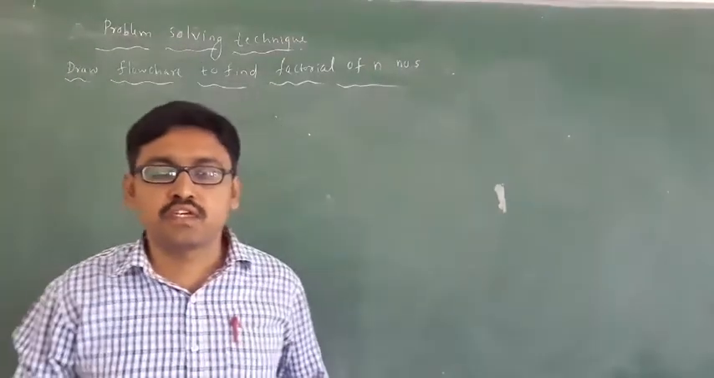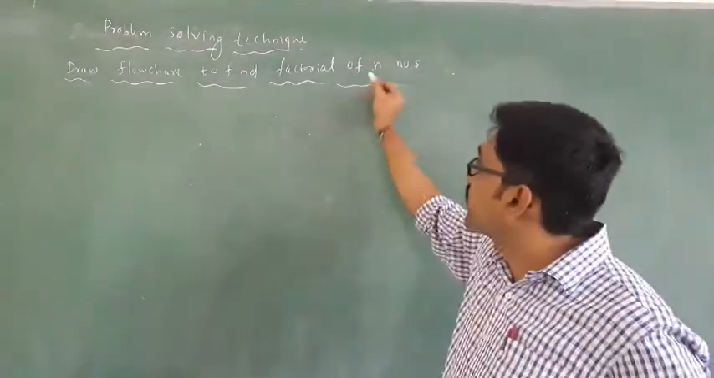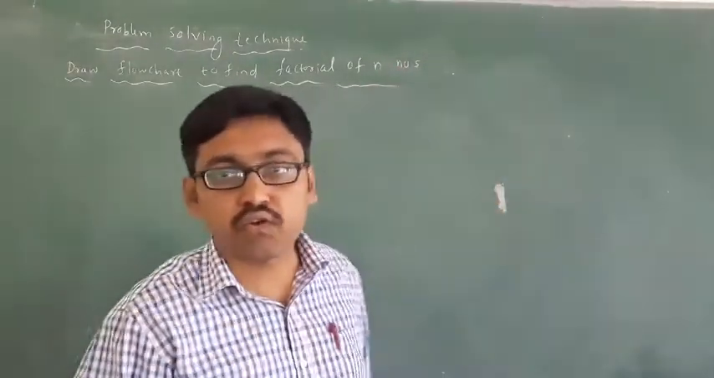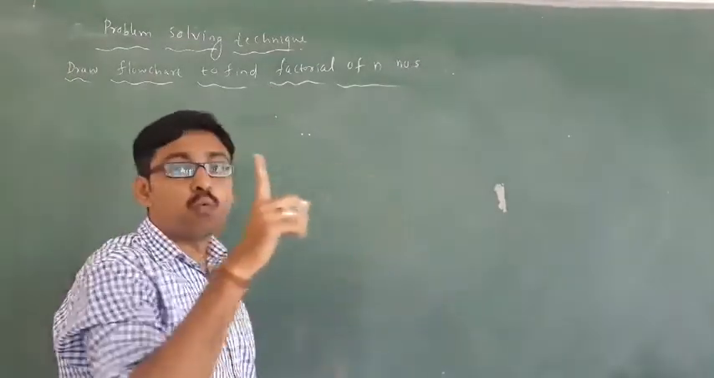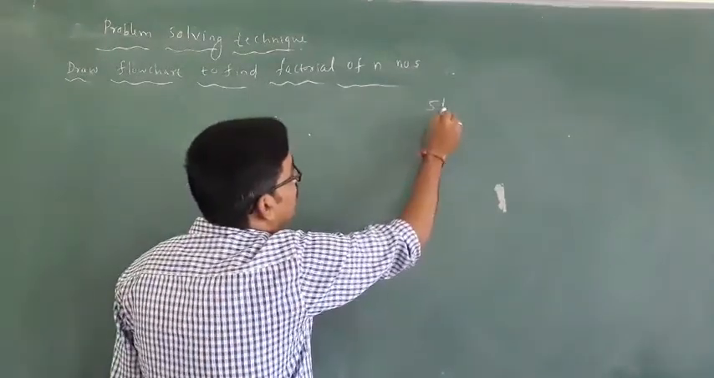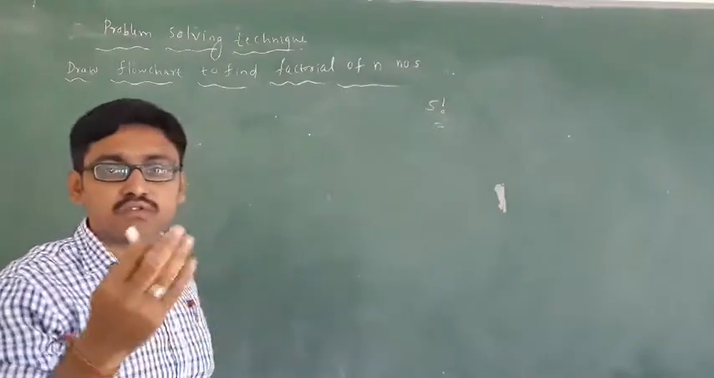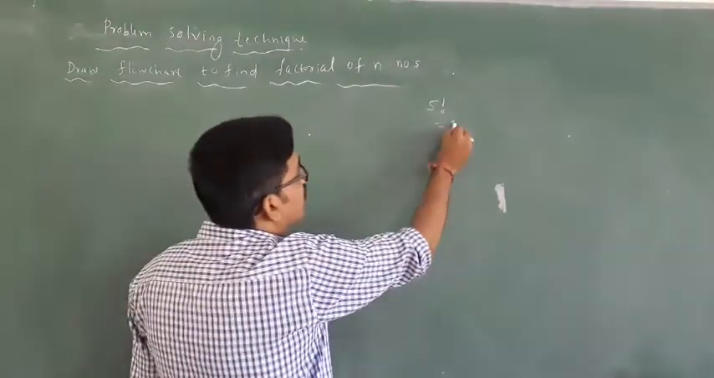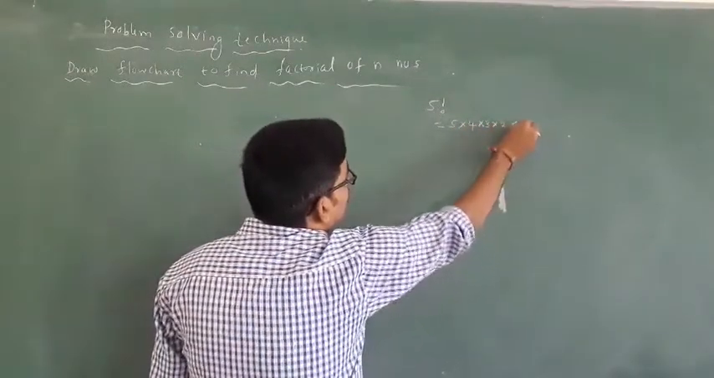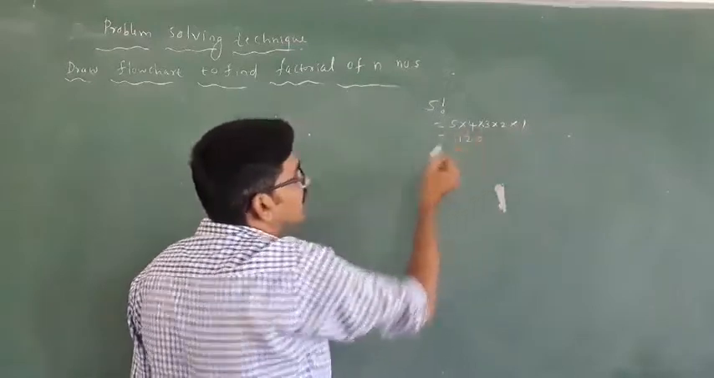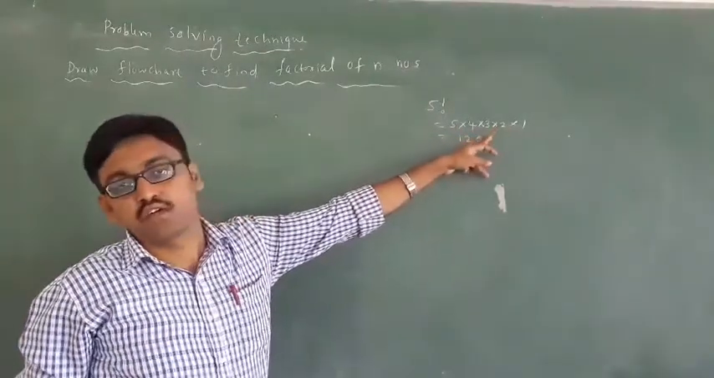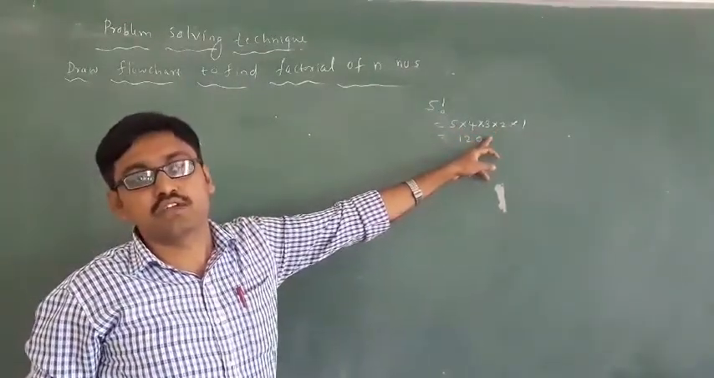Next, the problem is to draw a flow chart to find the factorial of n numbers. Factorial of n number: you know factorial always starts with 1. For example, 5 factorial. What is the answer for 5 factorial? You already studied it. 5 factorial means 5 into 4 into 3 into 2 into 1. How much? 120. 5 into 4 is 20, into 3 is 60, like this.